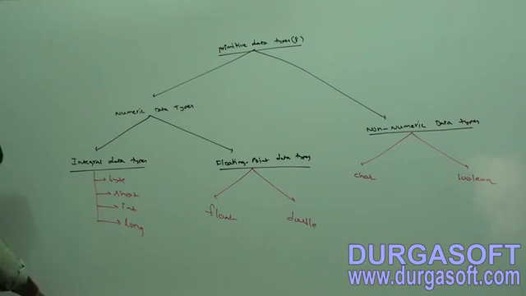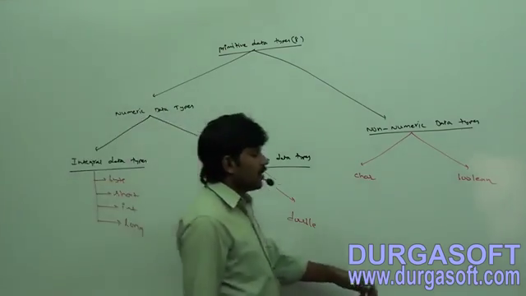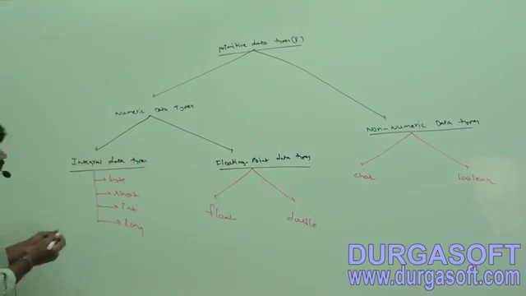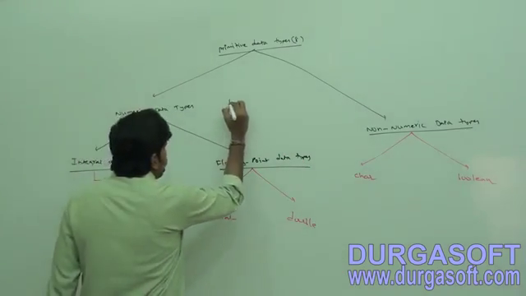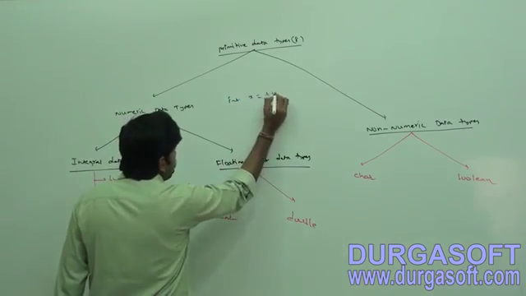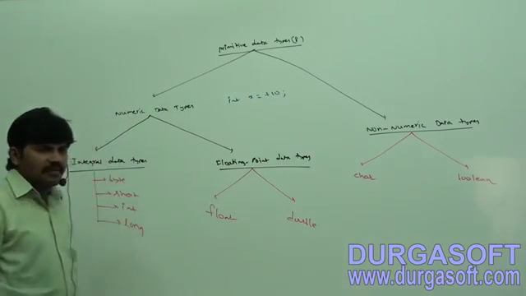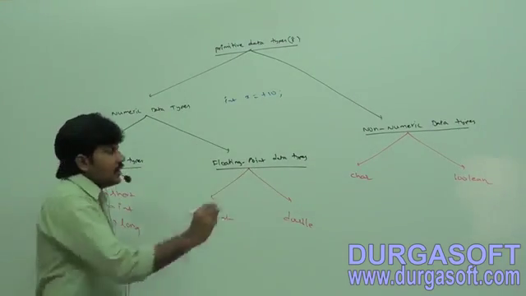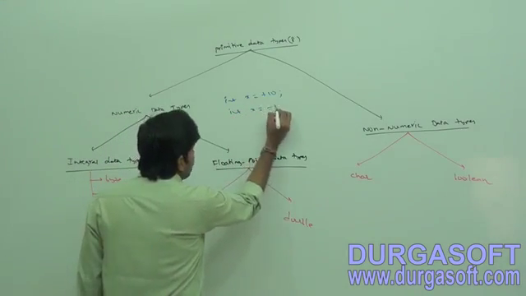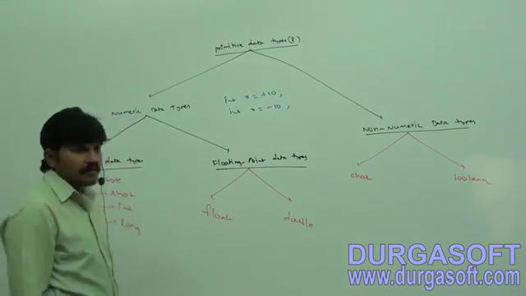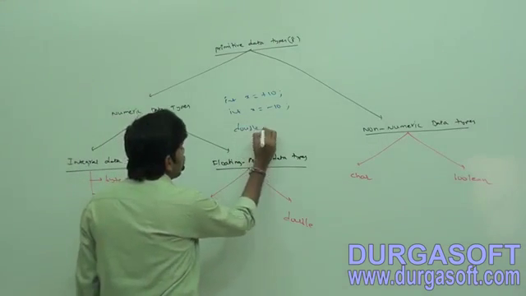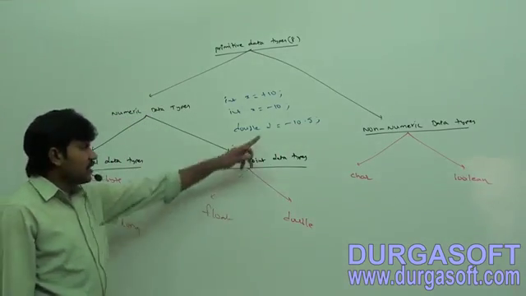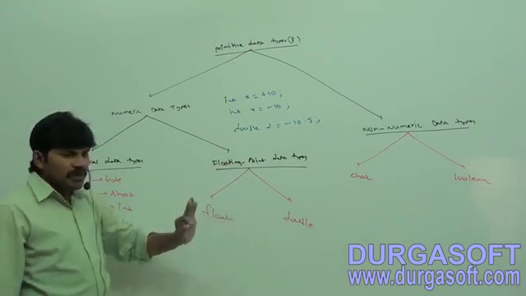Next, there is one common point about these 8 types. Listen. Suppose I take int x is equal to plus 10, is it valid or not? Valid, positive number 10. Int x is equal to minus 10, valid or not? Negative value. Double d is equal to minus 10.5, valid. Positive, negative.